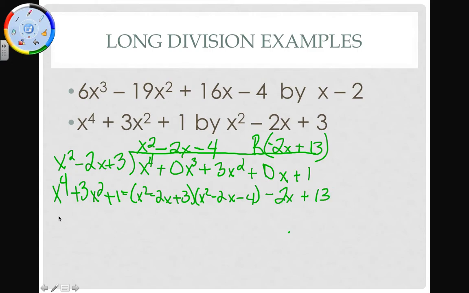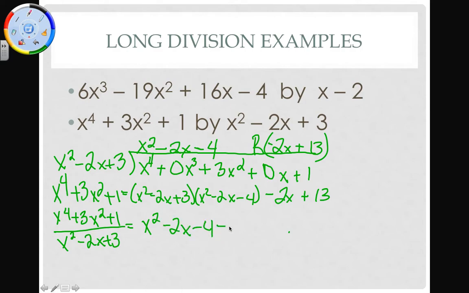We could also write it as the fraction version, x to the fourth plus 3x squared plus 1 over x squared minus 2x plus 3. This is equal to whatever the thing was on the top of the box up there. This was x squared minus 2x minus 4 plus the remainder over the original denominator, x squared minus 2x plus 3. So you notice there's our two summary statements. When you go to write anything, you're going to write one or the other, not both, usually. Unless I ask you to write both, you don't have to write both.